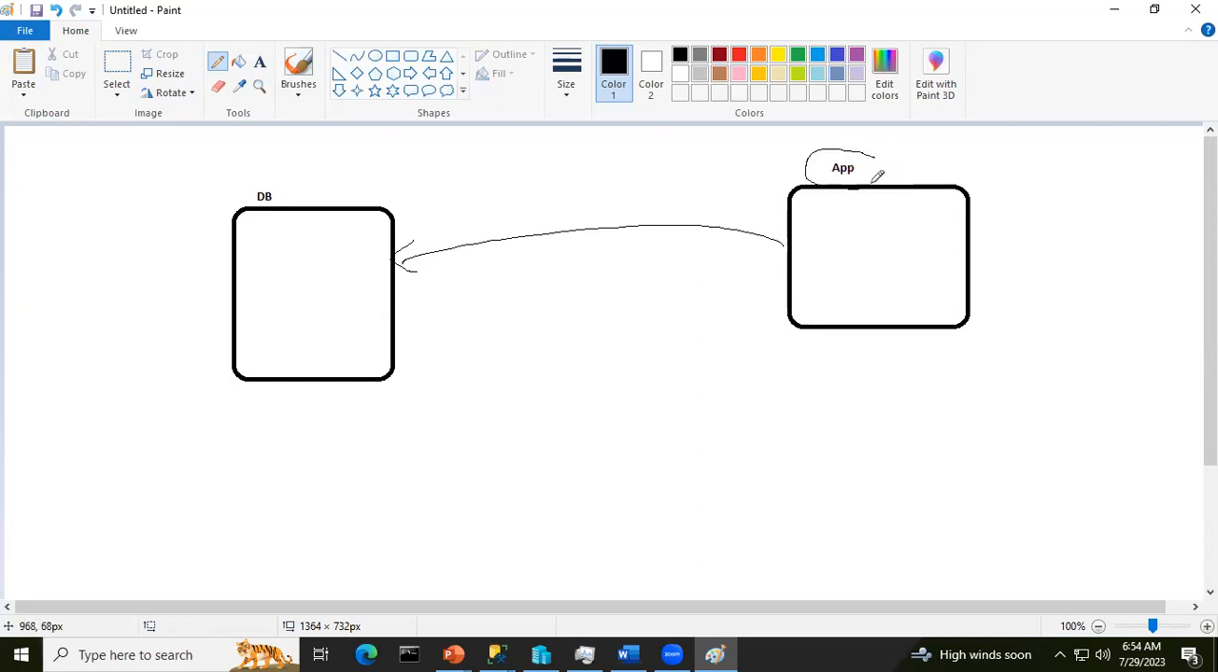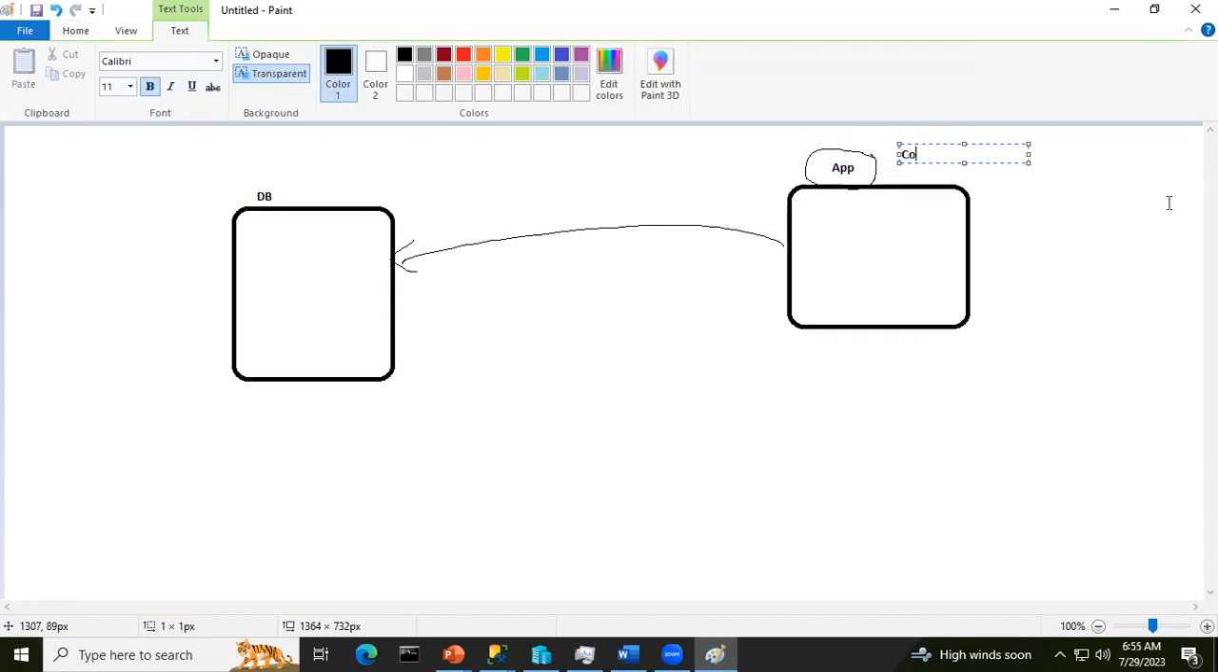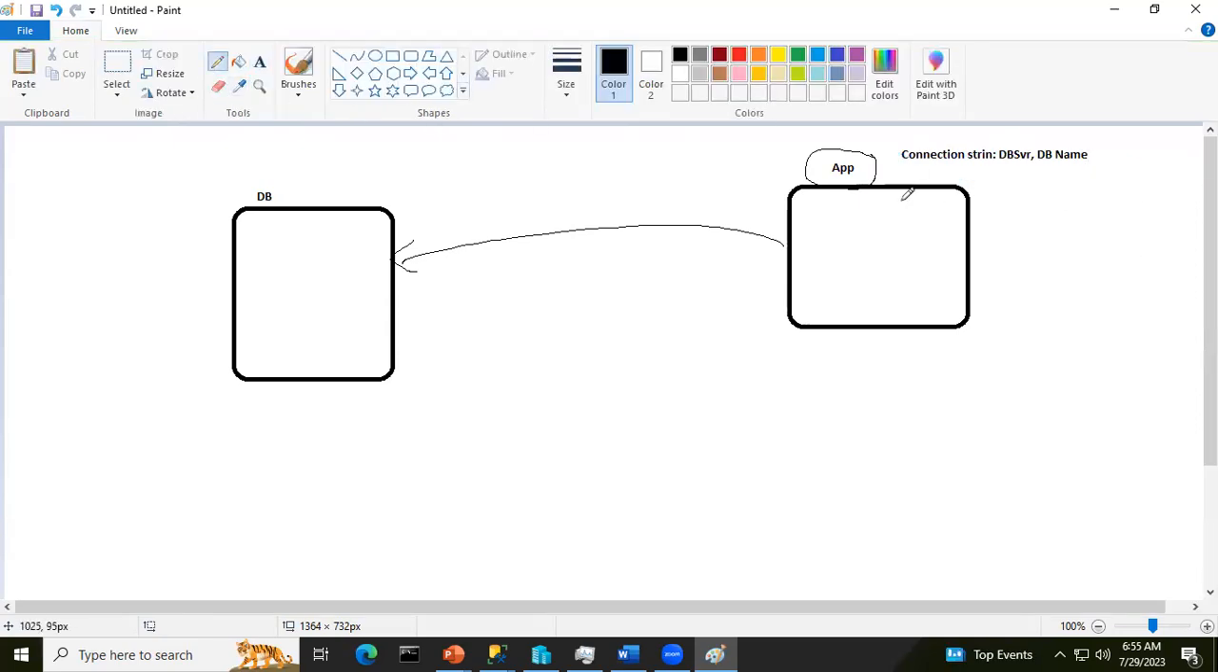So in the application, we will have some connection string to mention the database server name, comma, database name, right? The other parts, like whatever drivers and all, I'm not bothered about. So we will have the connection string, and it has to connect to the SQL Server and execute some queries, right?